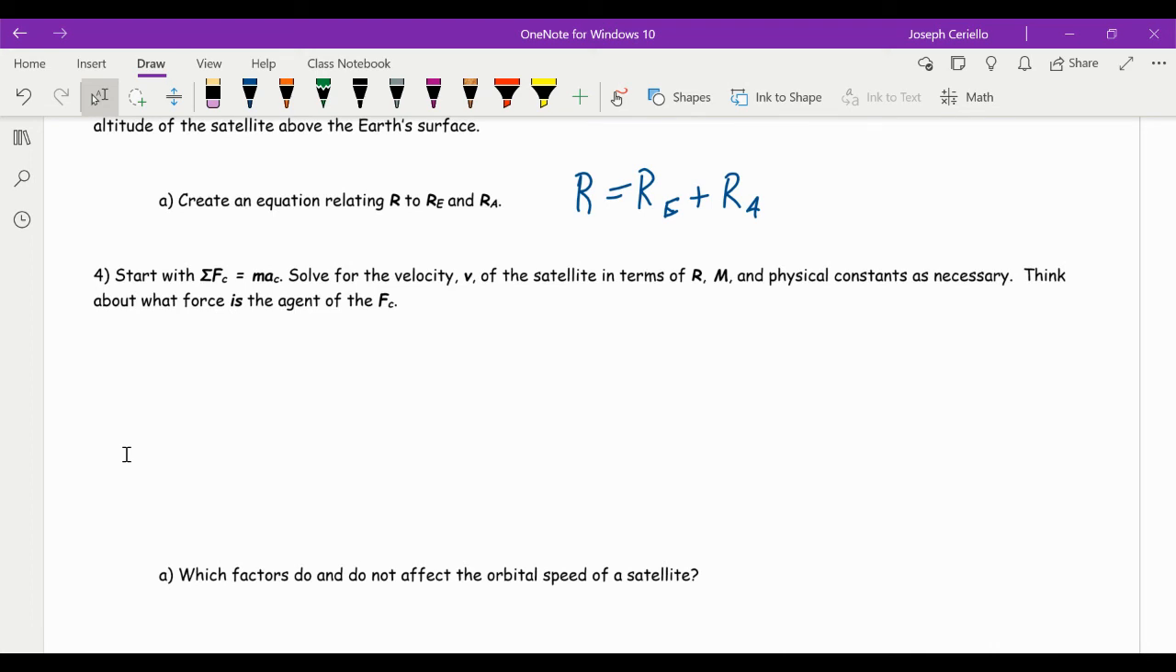So by moving tangent to the path of their orbit, they keep missing the Earth as they fall. That's how all orbits work.